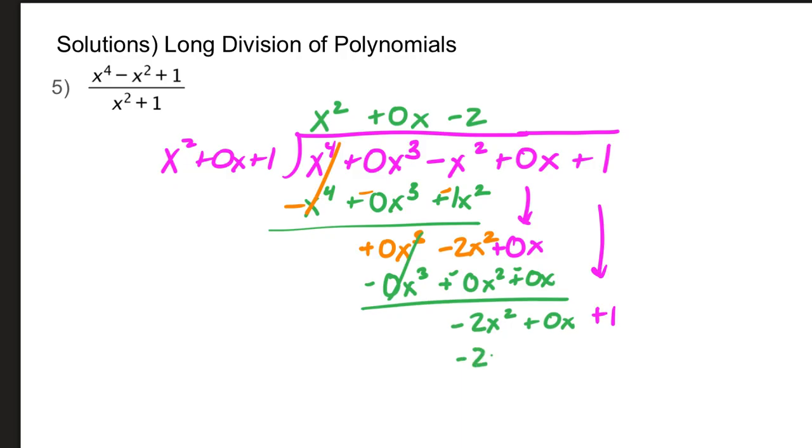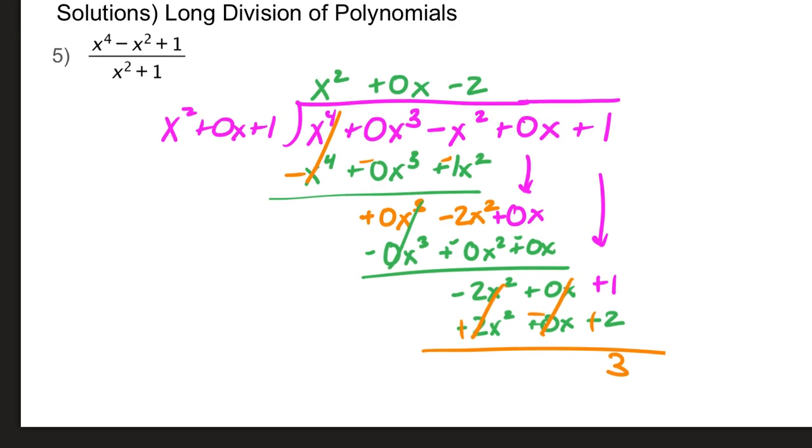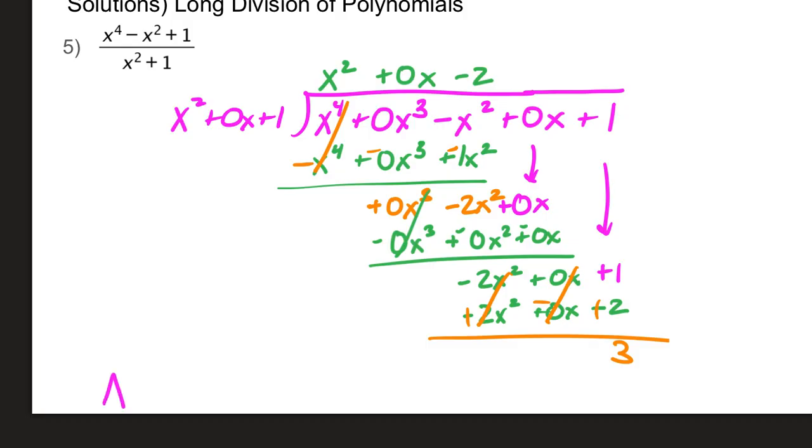Finally, I'll multiply everything by negative 2 there. It's going to be 0x minus 2. Turn that into a subtraction problem. Change all my signs. Those go away. Those were never there to start with. I have my remainder. And my final answer, x squared minus 2 plus 3 over x squared plus 1.